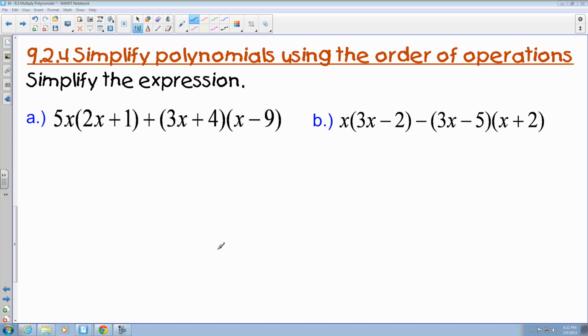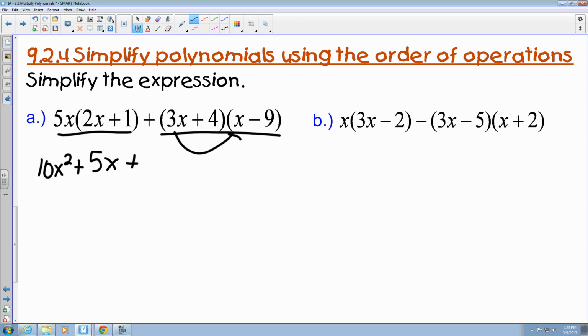So what I'm going to do is treat this and this first because they're both multiplication. Multiplication comes before addition in the order of operation sequence. So I'm going to distribute that 5x to the 2x plus 1, which will give me 10x squared plus 5x. And then since I have a plus here, I'm going to leave that as a plus. And then I'm going to use FOIL in order to multiply this through.